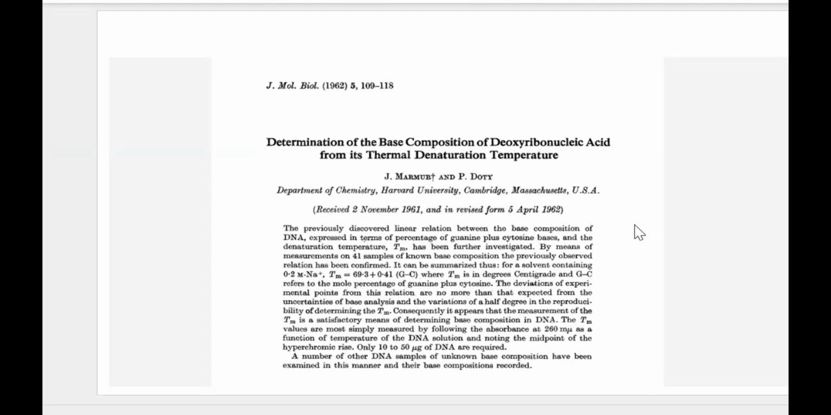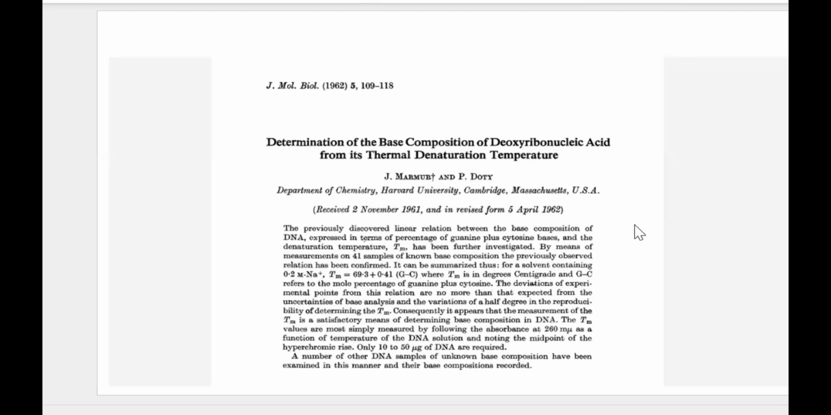This equation is important and should be remembered for many competitive examinations where you are asked to calculate the Tm value. You can use this formula provided you are using a UV spectrophotometer and the hypochromicity phenomenon to determine the Tm value. The deviation of experimental points from this relation is no more than that expected from the uncertainties of base analysis and the variation of a half degree in the reproducibility of determining the Tm value. So it appears that the measurement of Tm is a satisfactory means of determining base composition in DNA.